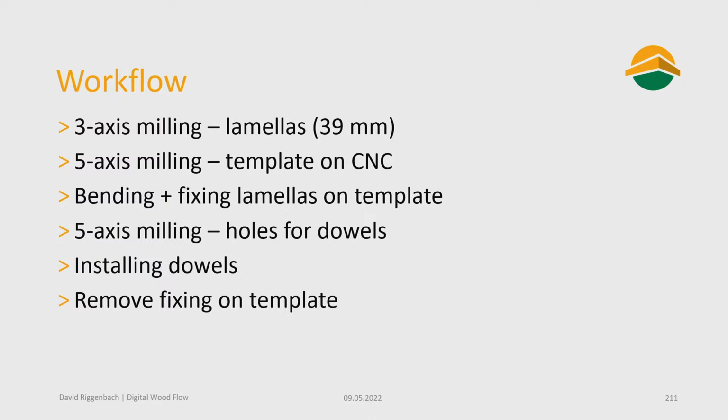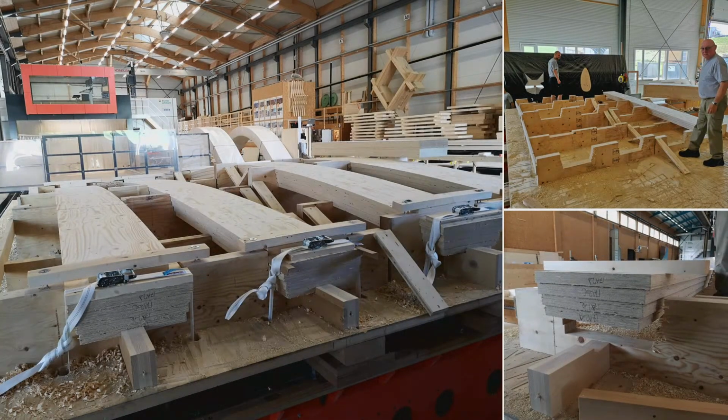The workflow we planned for this was we will 3-axis mill the lamellas, which need to be curved when they are bent over the freeform surface. Then we need to mill a template on the CNC table. We will bend those pre-milled lamellas on this template. We will then mill the holes for dowel, install the dowel, and then remove the fixings on the template. The goal was that the pieces stay more or less in their form and stable. So that's what we did.